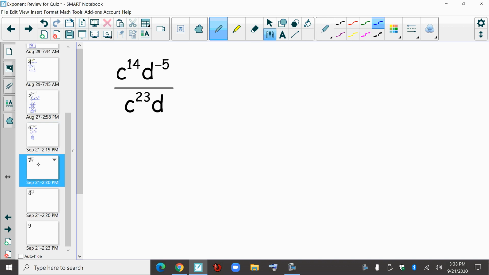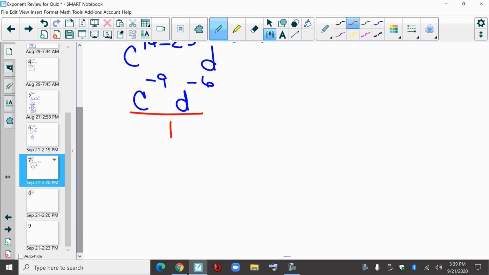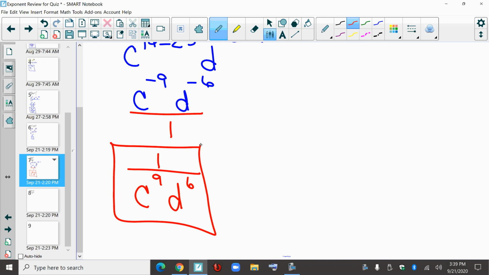Next, the c's are attached by division, so we are going to subtract those exponents. The d's are attached by division, so we are going to subtract those exponents. 14 minus 23 is going to be c to the negative 9, d to the negative 6. Put that over 1 and play the game. Should I stay or should I go? They both are going to go to the bottom, giving you 1 over c to the 9th, d to the 6th.